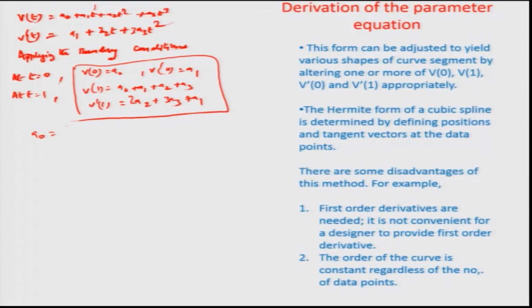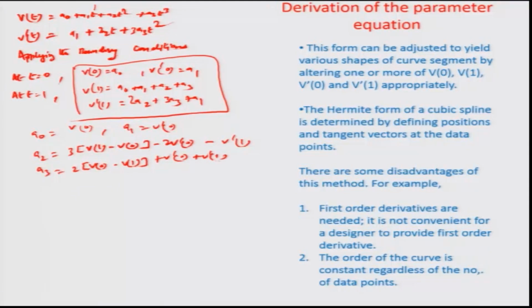So, you should have a unique solution. a0 can be represented as V0 already, a1 as we can see is represented by V dash 0, and a2 is represented by thrice V1 minus V0 minus twice V dash 0 minus V dash 1, and a3 is represented by twice V0 minus V1 plus V dash 0 plus V dash 1. This just comes through the way that linear systems are solved. The only unknowns in the equation that we first assumed, a0 to a3, we try to solve for through the boundaries, which are the points at t equal to 0 corresponding to the beginning of the curve, and t equal to 1, which is the end of the curve.